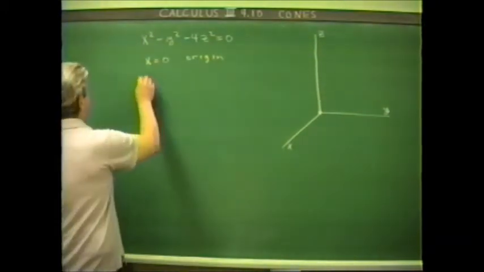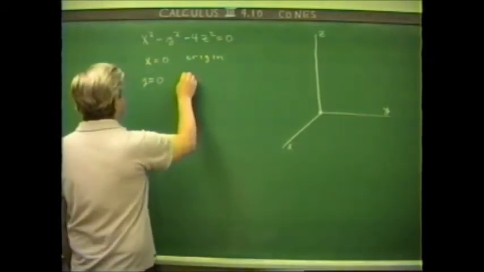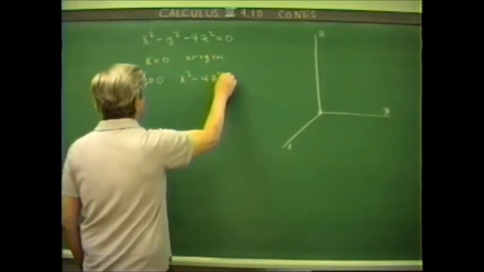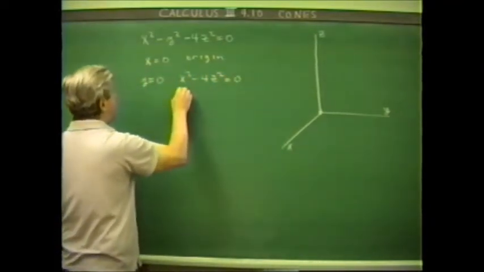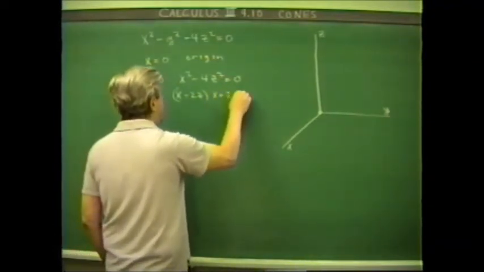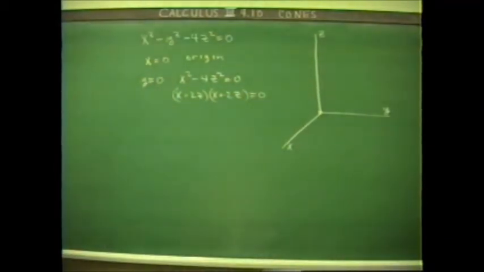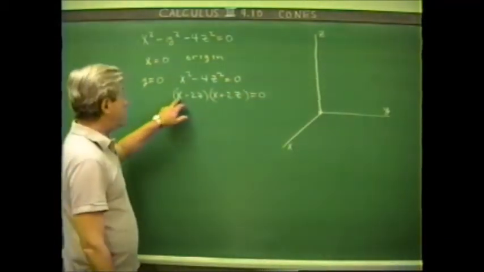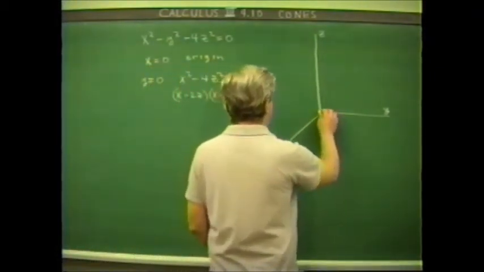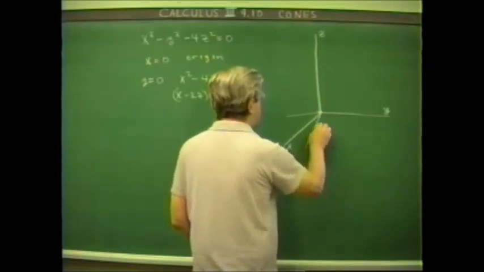If we let y equal to 0, we get x squared minus 4z squared is equal to 0. And we can factor this into x minus 2z times x plus 2z is equal to 0. Consequently, the graph is the graph of 2 lines: x equals 2z and x equals minus 2z. So x equals 2z looks something like this, and x equals minus 2z like this.